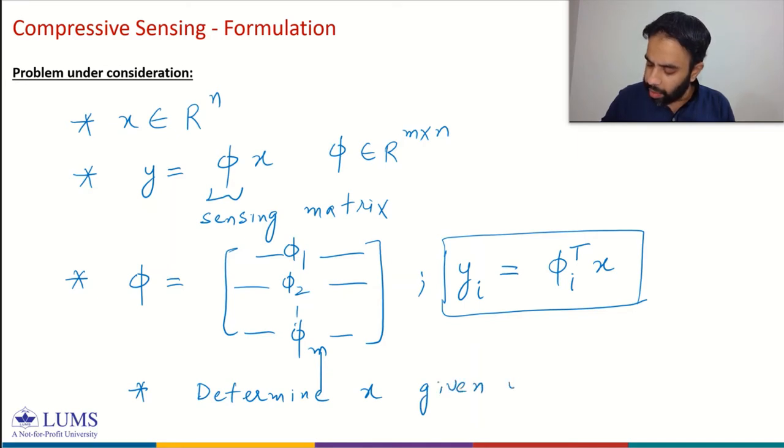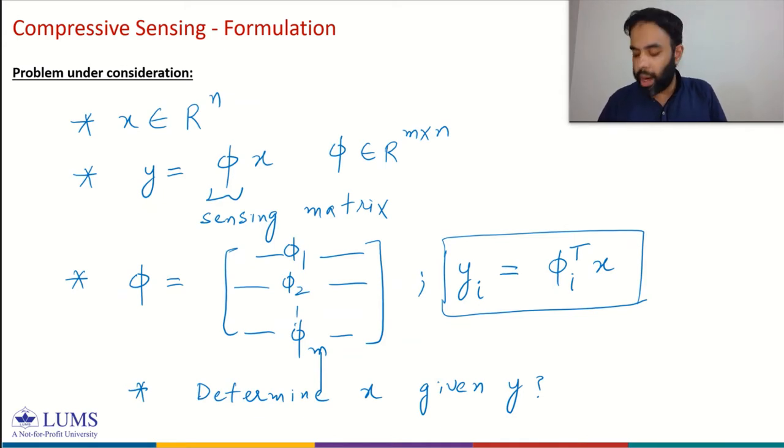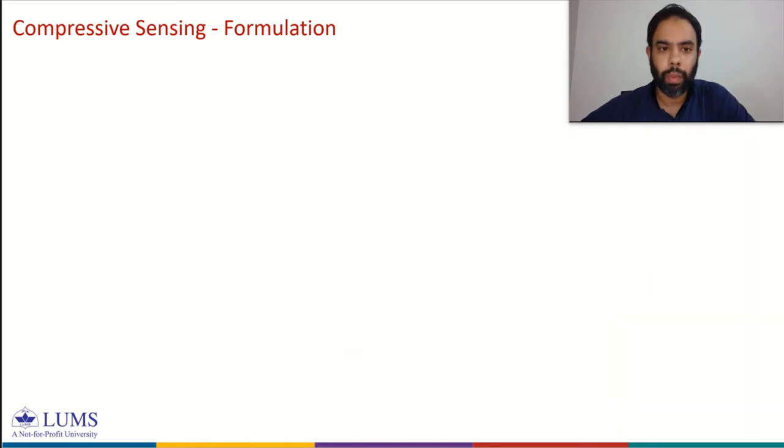So the problem here is that we want to determine x given y, and linear algebra tells us that we require at least n number of samples, or m should be greater than or equal to n, such that we uniquely determine x from y. But the compressive sensing framework allows us to reconstruct signal x from y when m is less than n, under some assumptions. So let's talk about those assumptions.